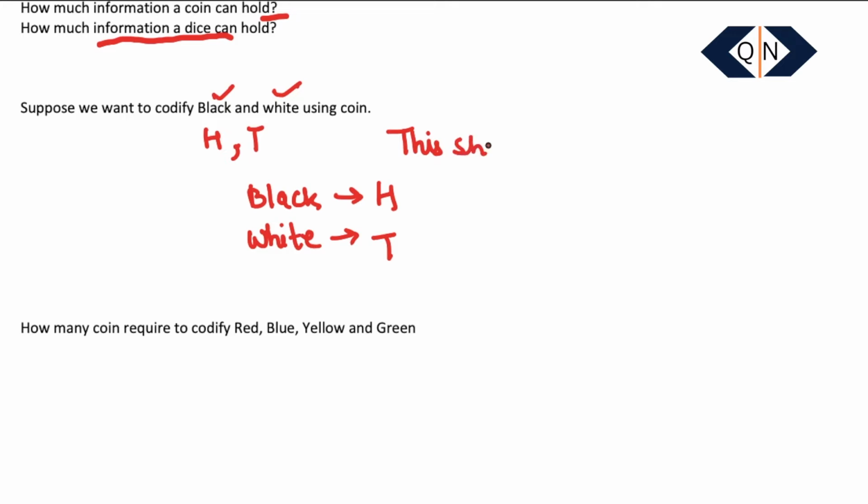Now, whenever anyone asks about black color, suppose I am writing this shirt is black. So what will I write? This shirt is H. Here what does H represent? H is representing the black color. Now what if I want to write the shirt is white? Then I will write T instead of H.